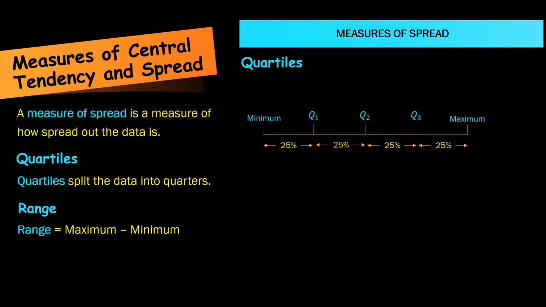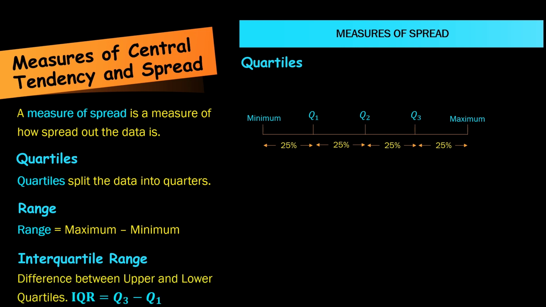The range is equal to the maximum minus the minimum. And the interquartile range is Q3 minus Q1, or the difference between the upper and the lower quartiles.